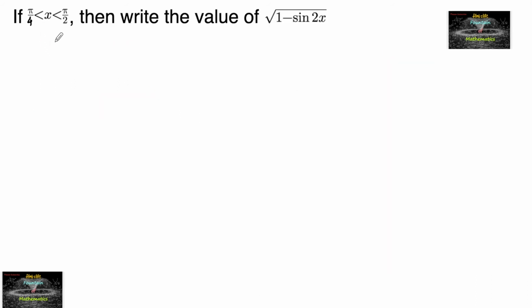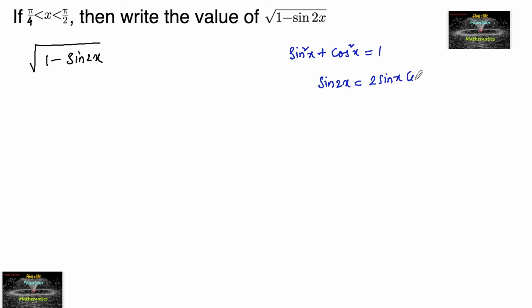If pi by 4 is less than x less than pi by 2, then write the value of root over (1 minus sin 2x). Since we have sin square x plus cos square x is equal to 1, and also sin 2x we can take as 2 sin x cos x, we can write 1 as sin square x plus cos square x, minus sin 2x as 2 sin x into cos x.